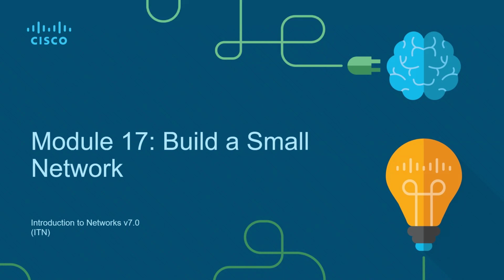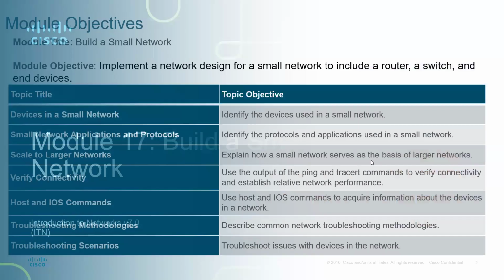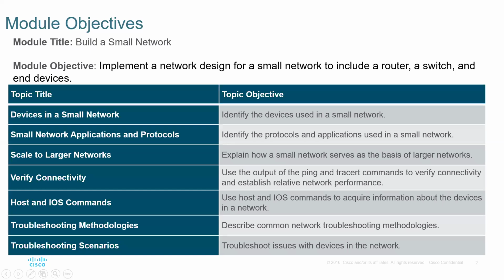And this particular module is basically a summary of all that we have been looking at. It actually has to do with some small topics or small components across the different topics. We're going to be looking at devices in a small network, and we will identify those devices that are being used in a small network.